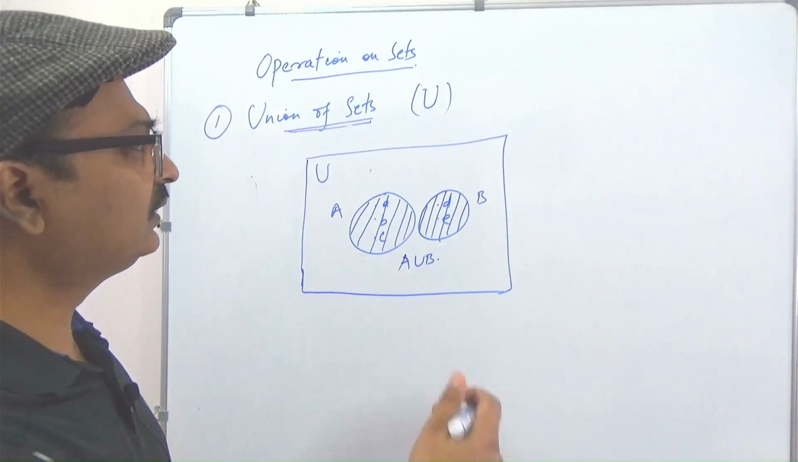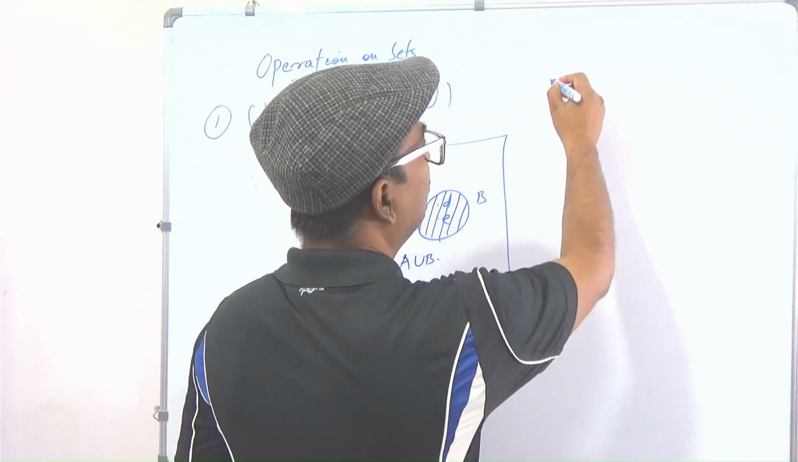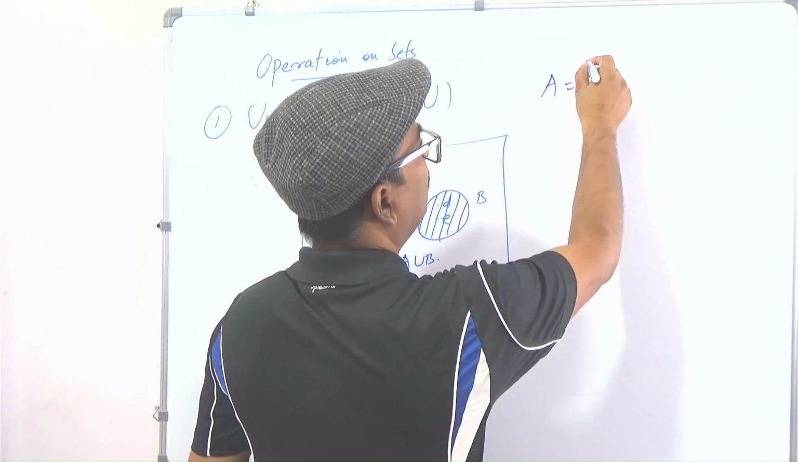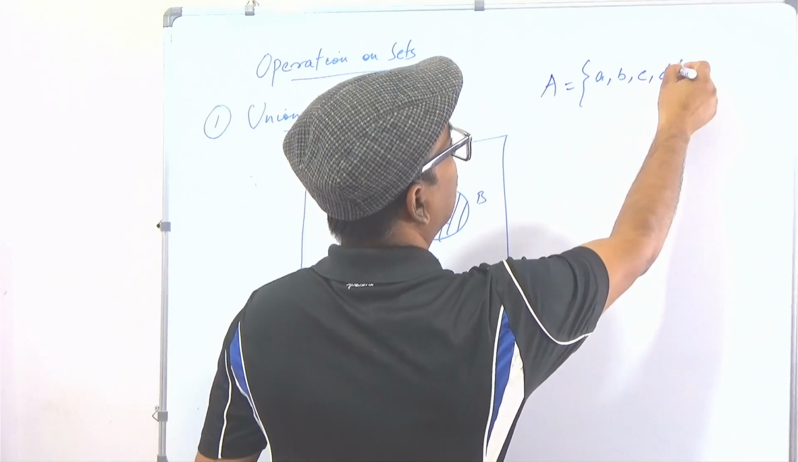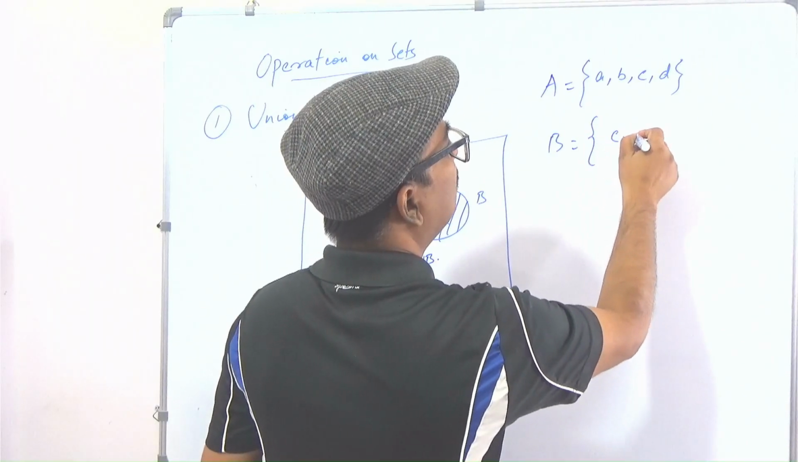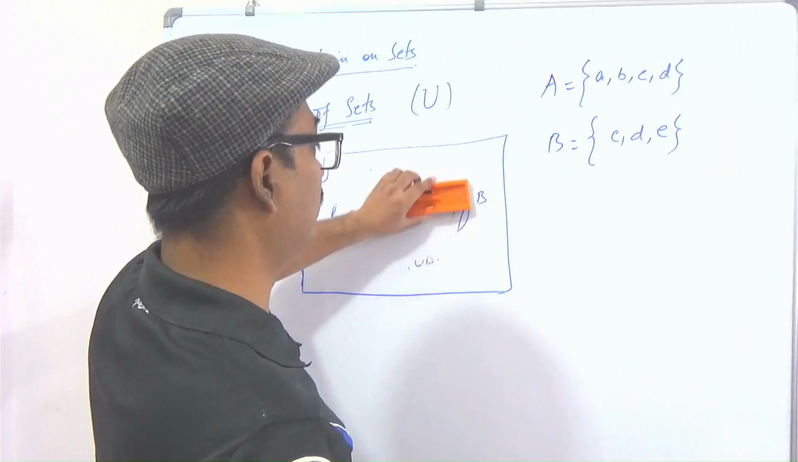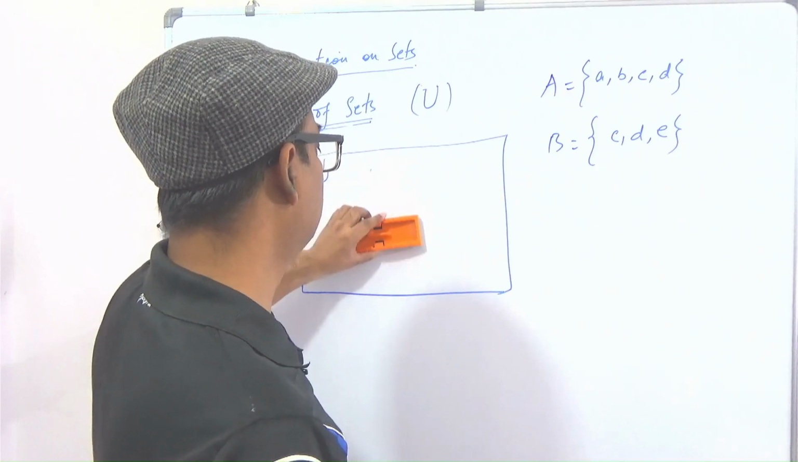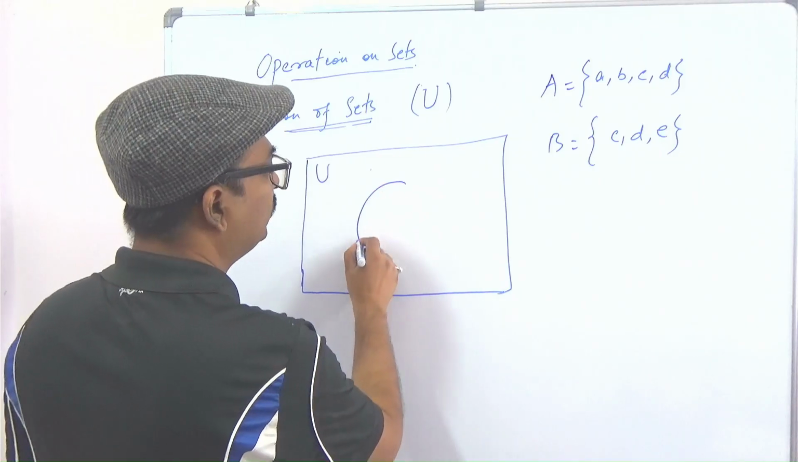Okay. Let's say we had some elements common in them. Let's say A is {A, B, C, D} and B is {C, D, E}. Then what? So there are some elements which are common to both A and B. So how do we present it?